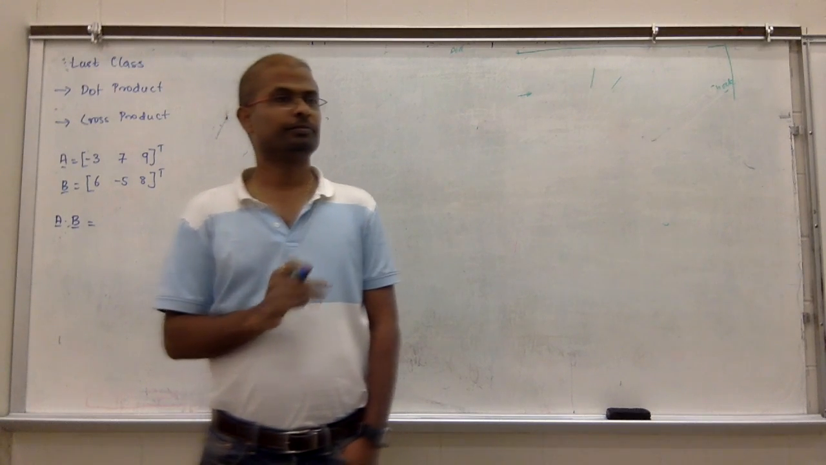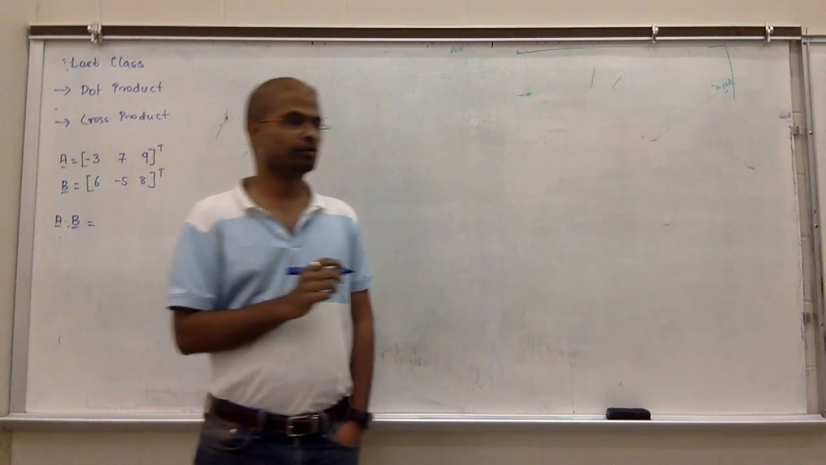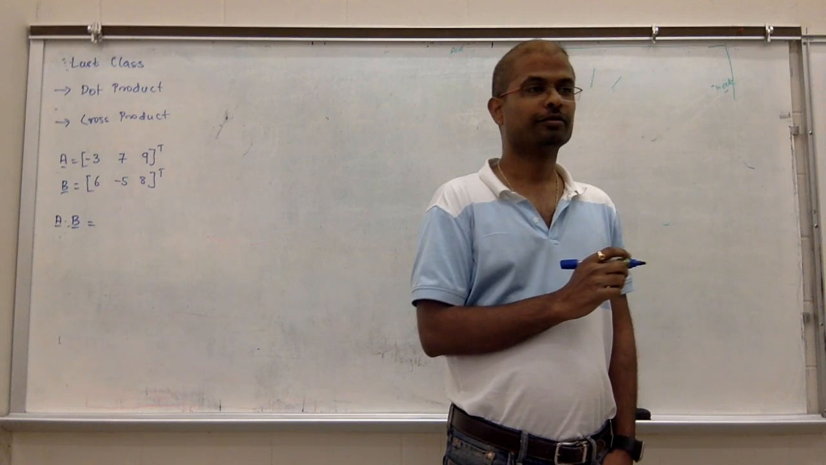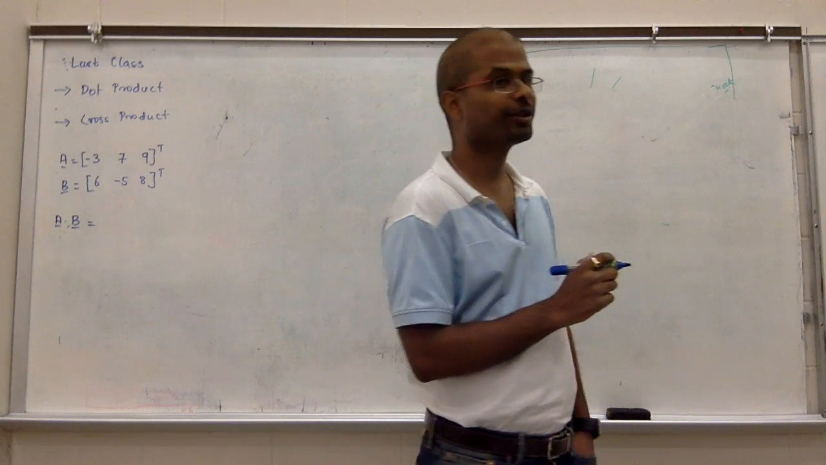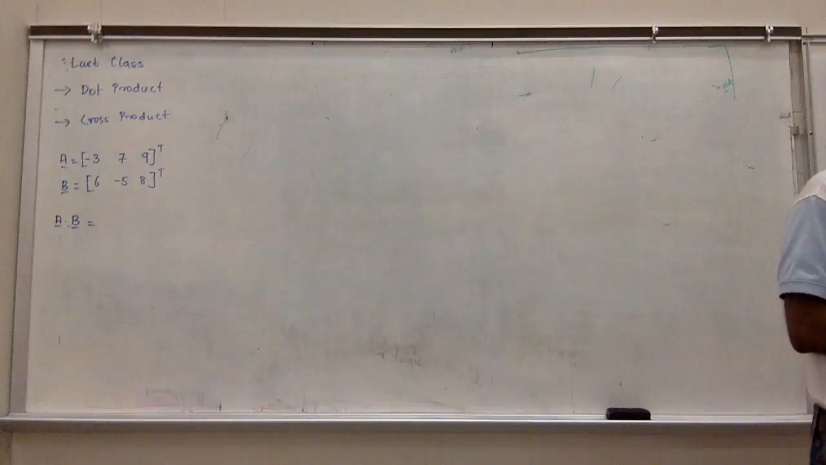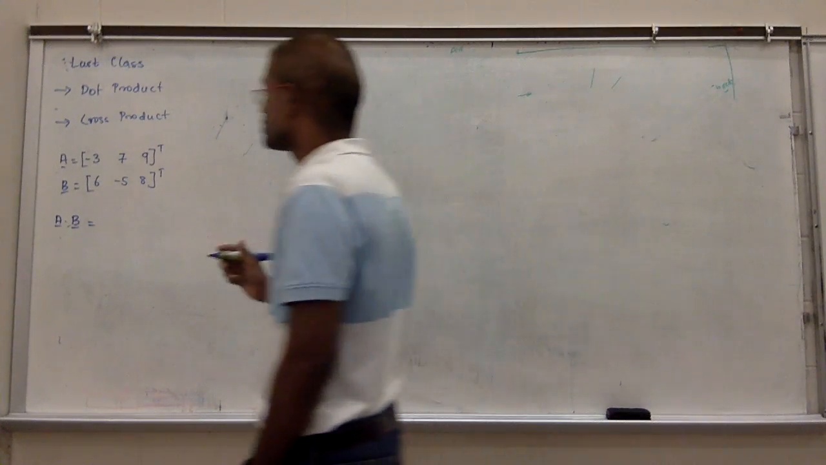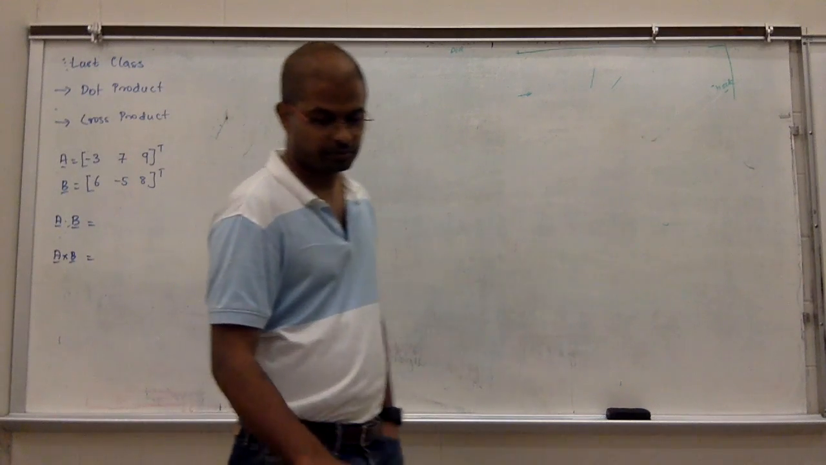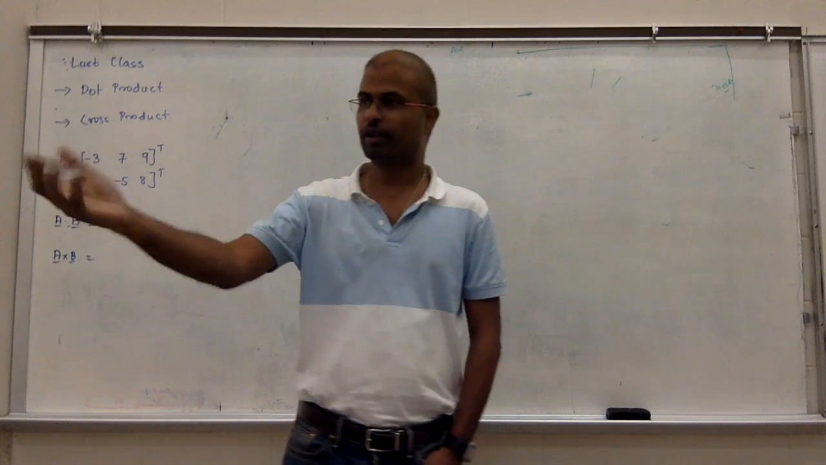Would it be negative 18, negative 35? A dot B. What is A dot B? 6 times negative 3 plus negative 5 times 7. Do that and tell me. Just don't tell me the answer. Just do it. Can I use my calculator? Sure. You can use calculator, notes, everything is fine. And tell me what is A cross B.